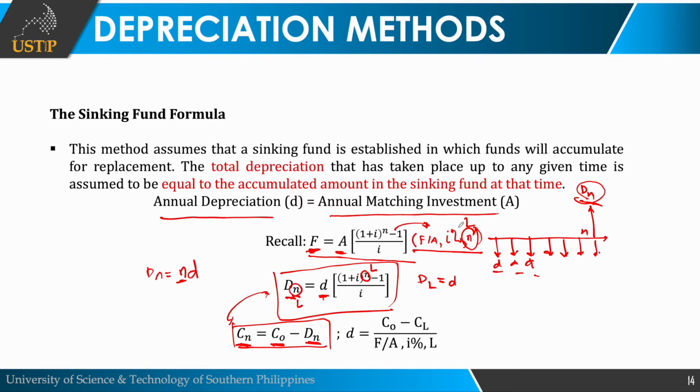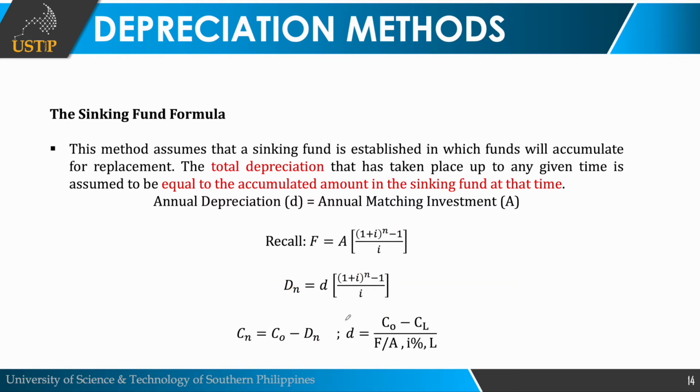Again, if you manipulate this further, you can get a value of expression sa imong annual cost equal siya sa imong original cost minus your salvage value. Pero instead of over L lang ka sa imong straight line, dili na siya over L. Kini na siya nga notation: F given A at I% for L periods of time. Okay? So, again ha, kini nga value is (1 plus I) to the L minus 1 over I.